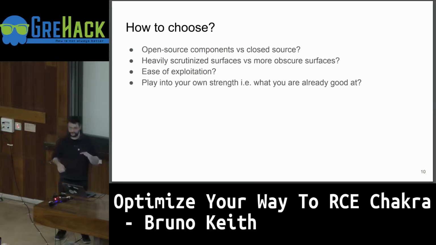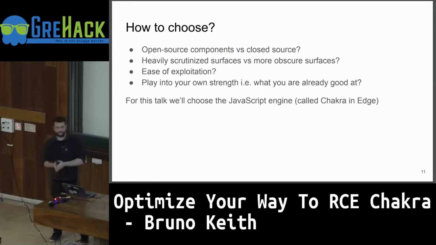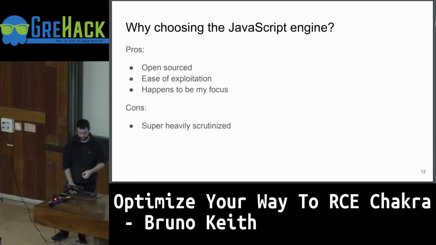What I mean by that is here we're trying to do a full chain, so showing that there's a bug and then not being able to do anything with it is not really something that interests us. We want to chain that with another bug to continue the compromise of the target. And finally, maybe the criteria that actually trumps everything that I said before, which is play to your own strengths. So basically what you are already good at. And so for this talk, of course, we're going to be talking about the JavaScript engine, which is called Chakra in Edge, and we'll be focusing on that from now on.